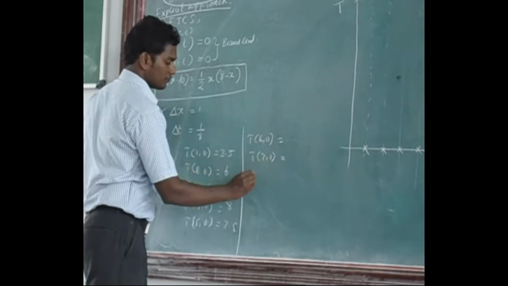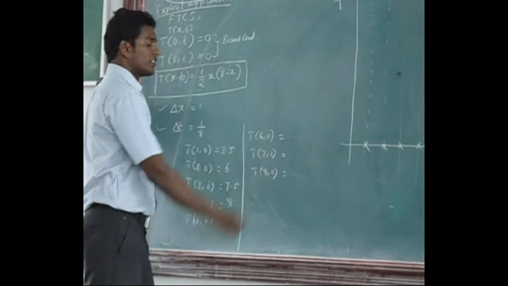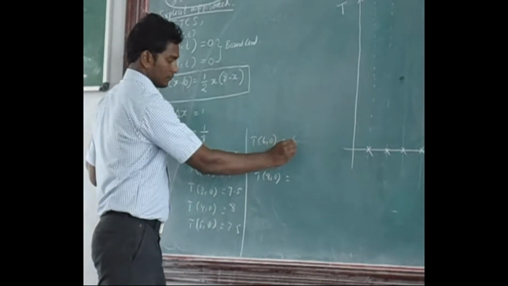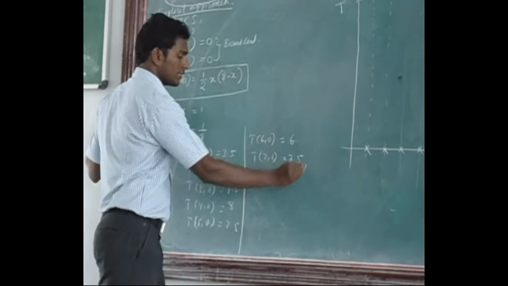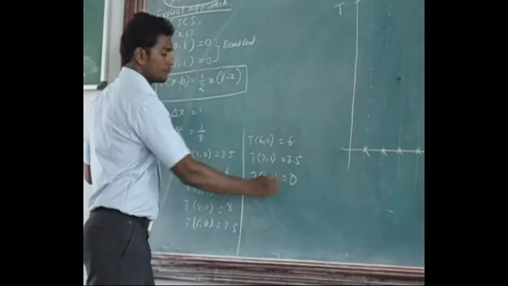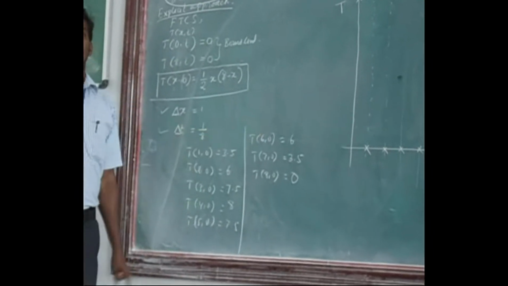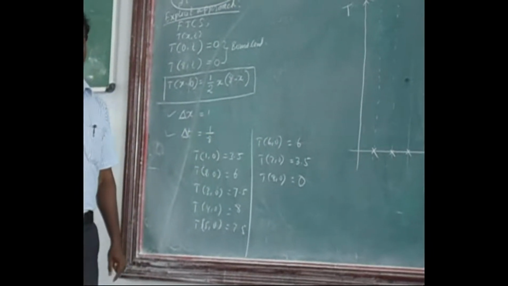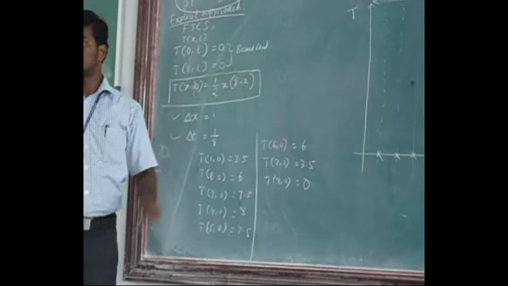7, 0.8, 0.6, 0. What's the value? 7, 0.3.5. Here? 0. So these are the temperature fluctuations in the rod. Now I have to plot all the values of temperature, which is x.